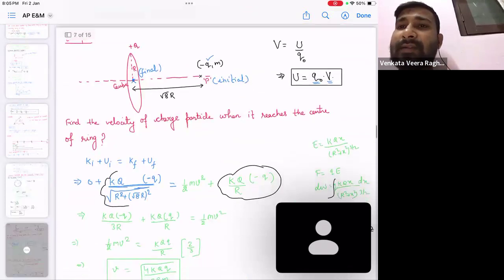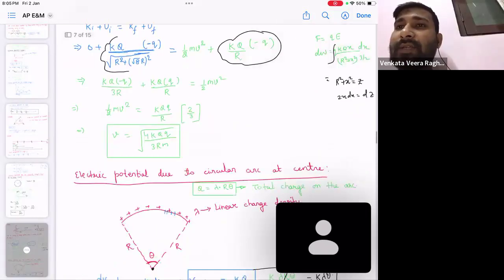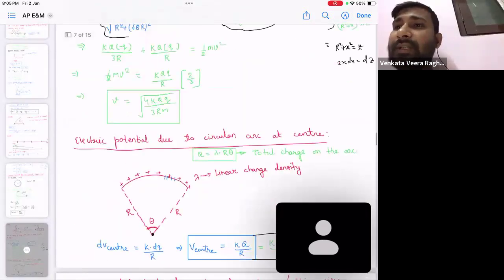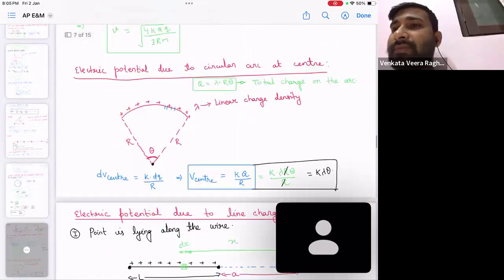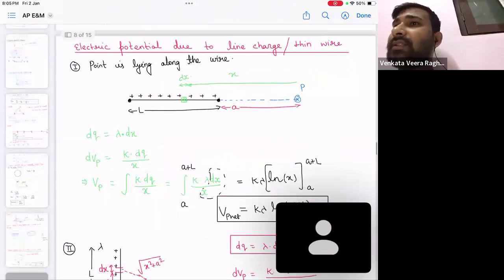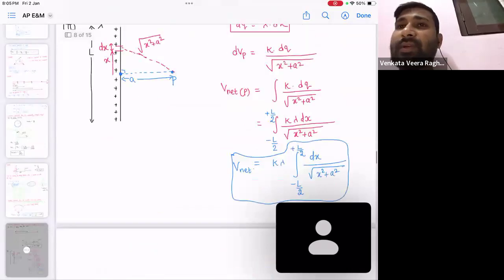Next, we have discussed some questions on energy conservation. Then we discussed electric potential due to a circular arc at the center. How much did we get? kQ by R we got. Then we calculated due to a line charge or the thin wire. Two points we discussed.